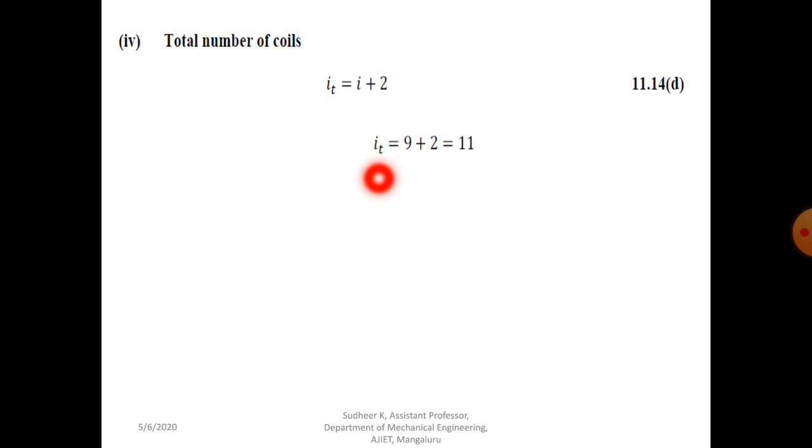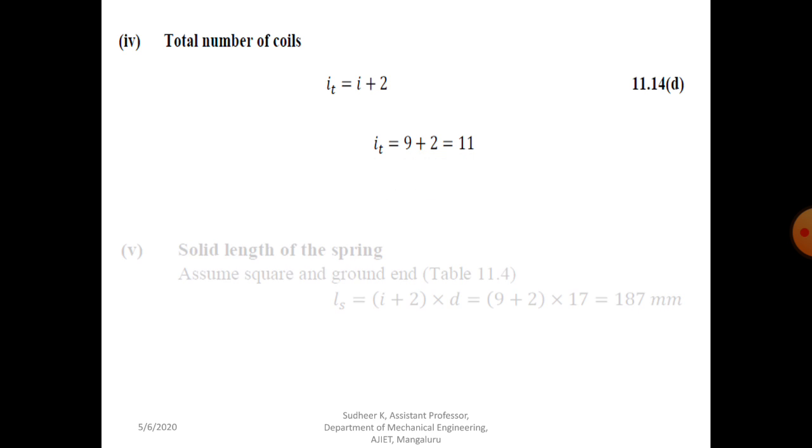So you have to find out total number of coils. You have to add the inactive coils to the active number of coils. Always total number of coils will be active coils plus inactive coils, so that you will get the value as 11.